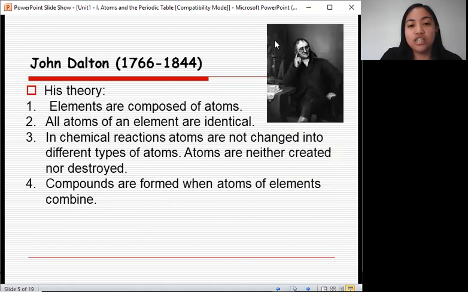So next to him is John Dalton. So his theory is that elements are composed of atoms and that all atoms of an element are identical. So meaning, one atom of an element is like all other atoms of the same element. So number three is that in chemical reactions, atoms are not changed into different types of atoms. So atoms are neither created nor destroyed. Number four is that compounds are formed when atoms of elements combine.